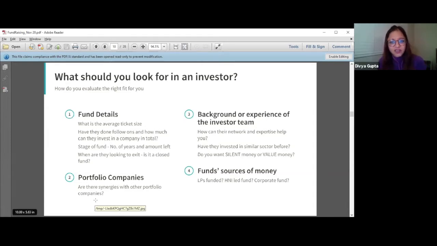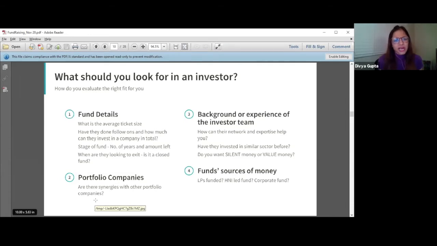So it shouldn't be a one-way street where you're trying to woo an investor, trying to get the girl here. You also need to see who you are, what your expectations are, and what you want from this investor. So these are some of the things that you should keep an eye on when you're talking to investors, so that you don't get into the wrong relationship and then regret it later, which happens. The first thing is fund details. We discussed already the matches and ticket size, etc.